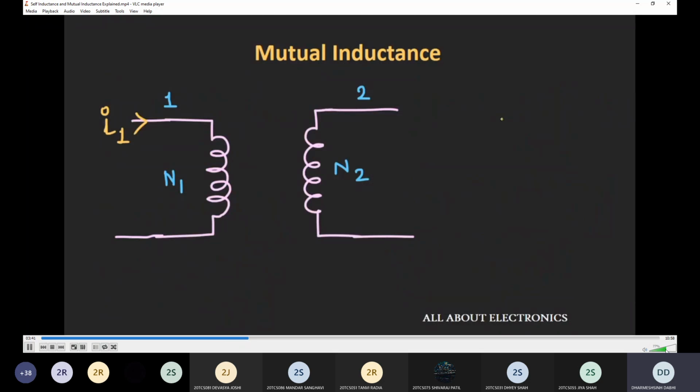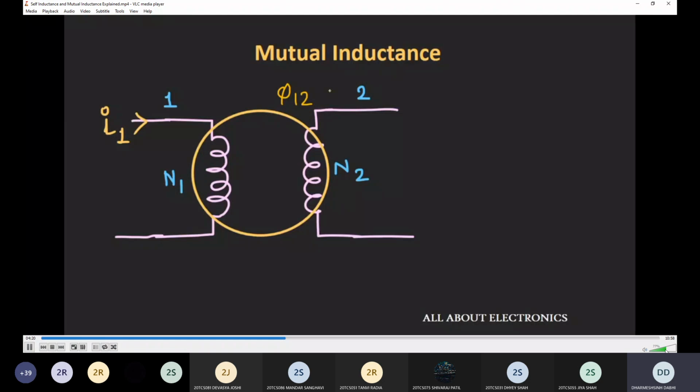Now let us see mutual inductance. Let us say we have two coils, 1 and 2, and the numbers of turns in these coils are N1 and N2 respectively. Let's say current I1 is flowing through coil number 1, and because of this current a magnetic flux is generated, say phi1. This magnetic flux will link with coils 1 and 2. Let phi11 be the flux linked with coil 1, and phi12 the flux linked with coil 2. Here the current flowing through coil 1 is time varying, that is, it varies with time.